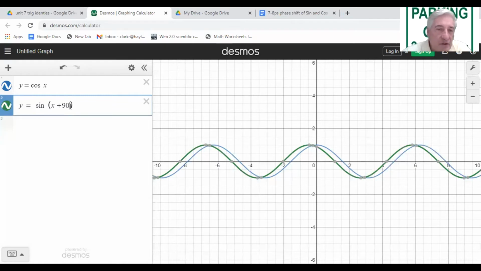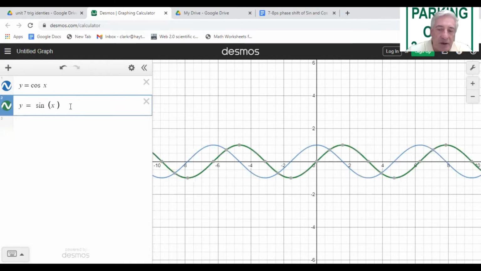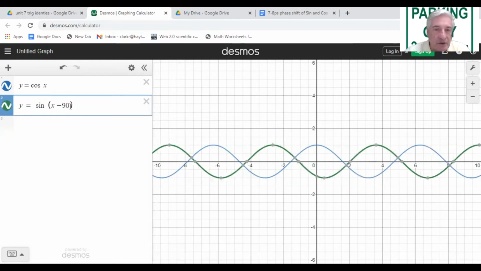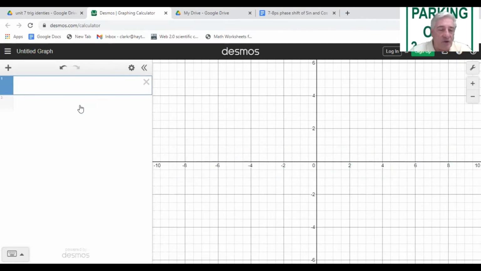But what happens if I take sine and move it 90 degrees, or we could move it minus 90 degrees? Now I get that loop sensation. What did I do to the green one? Let's try it again. I wanted to show you that if you graph cosine and sine at the same time, you're going to have one on top of another. So let's just use cosine.